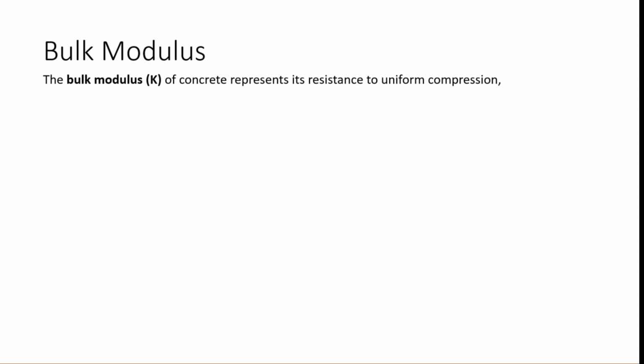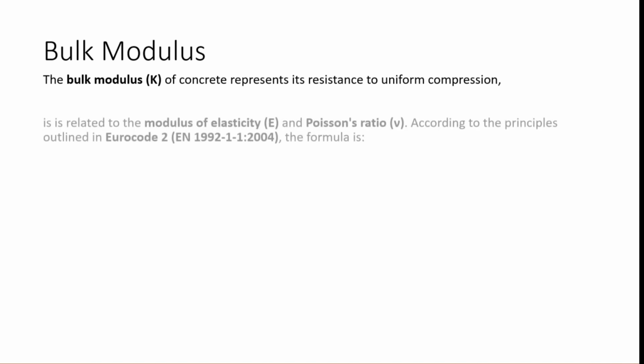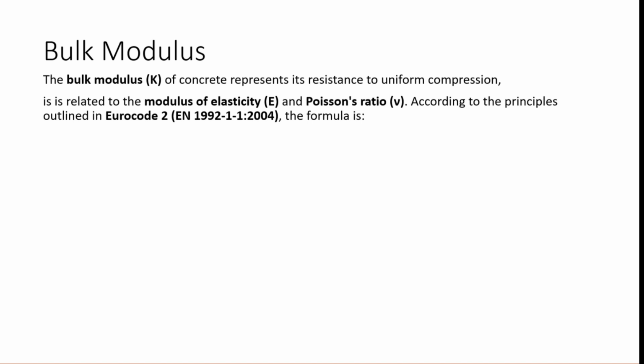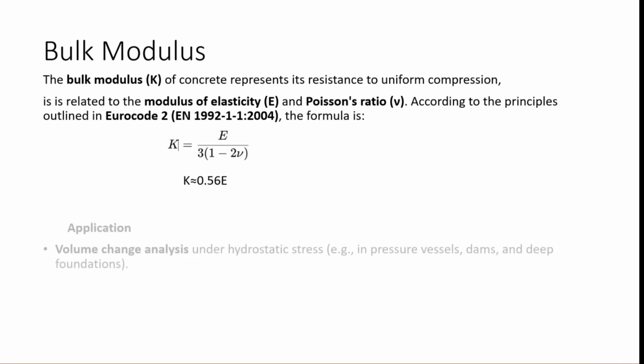Next, we talk about the bulk modulus. The bulk modulus K of concrete represents its resistance to uniform compression. The bulk modulus is related to the elastic modulus and the Poisson's ratio. This is according to the principles that are outlined in the Eurocodes. If we have a Poisson's ratio of 0.2, the bulk modulus is approximately 0.56 of the elastic modulus.